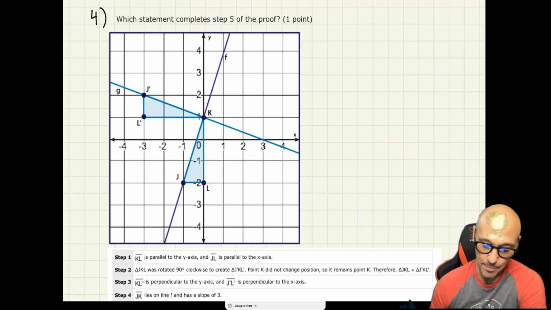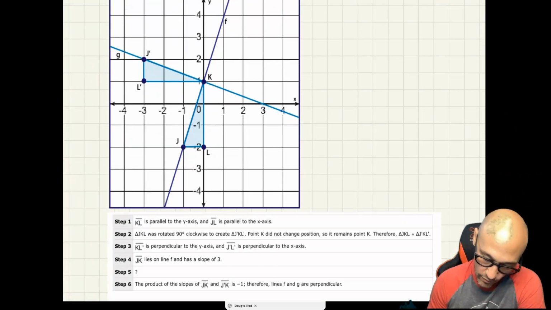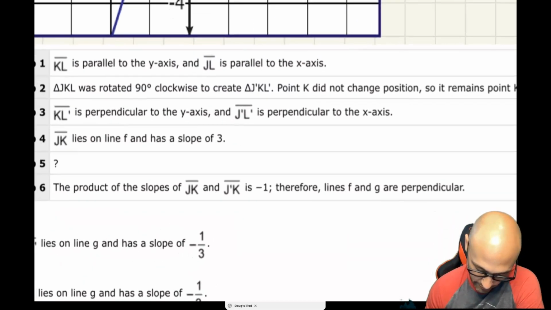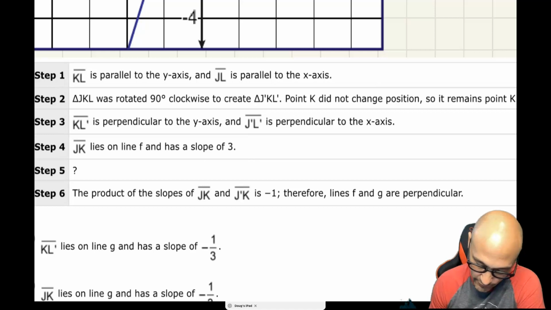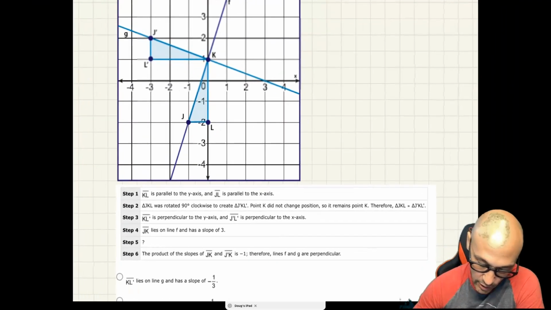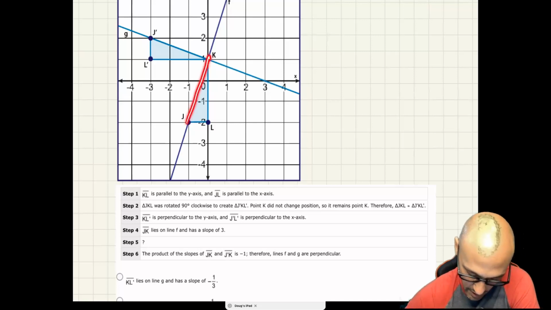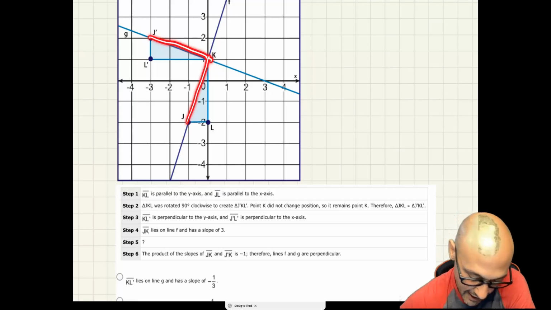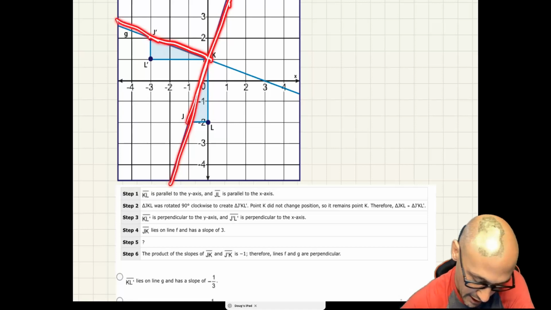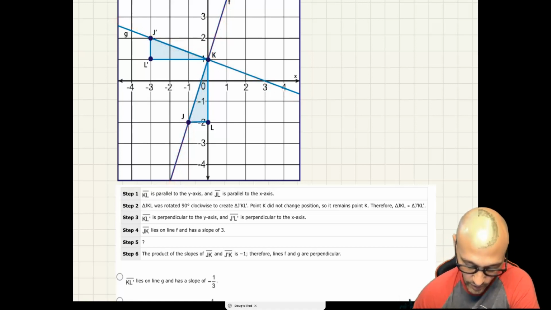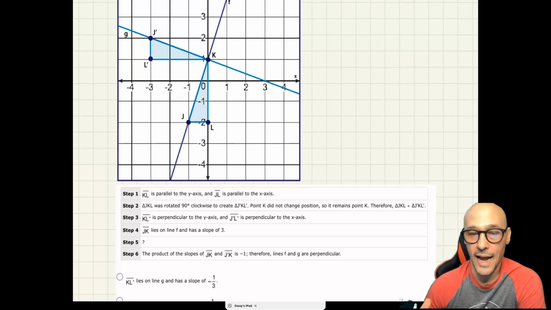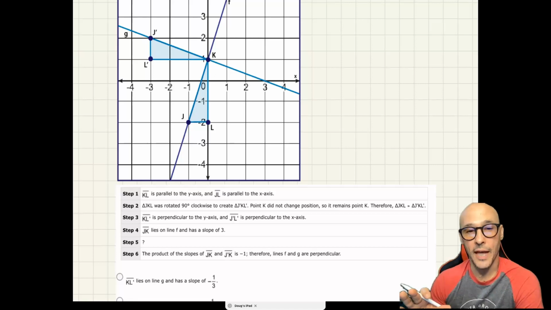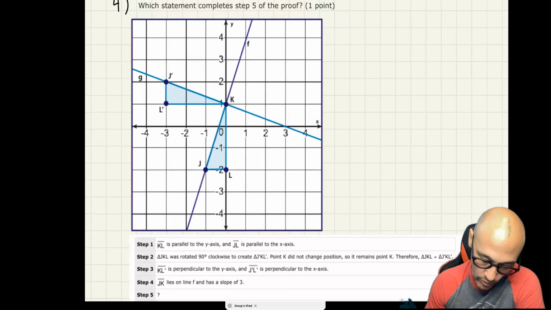Which statement completes step 5 of the proof? So the first thing to do is look and see, well, what are we trying to prove? It's that the product of the slopes of JK and J prime K is -1. Therefore, lines F and G are perpendicular. So notice that JK and J prime K do look perpendicular, and JK is on line F and J prime K is on line G. When we have perpendicular lines, their slopes, when you multiply them together, equal -1. So that's what we're going for here.